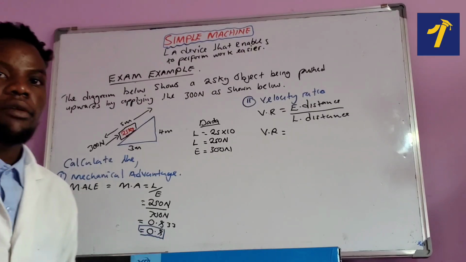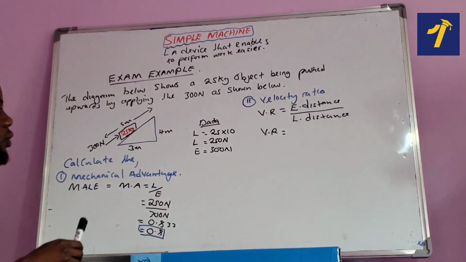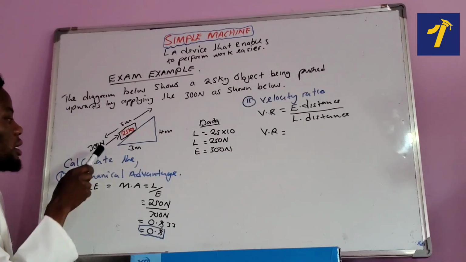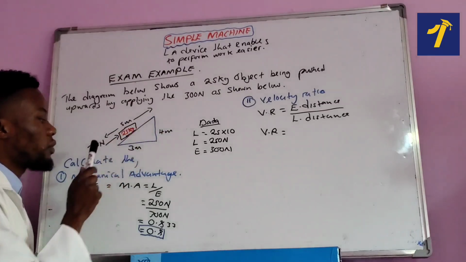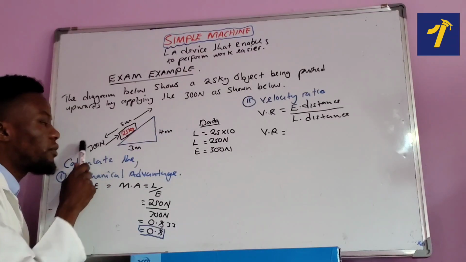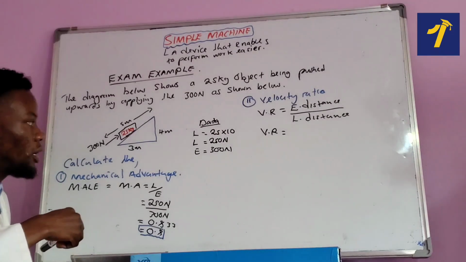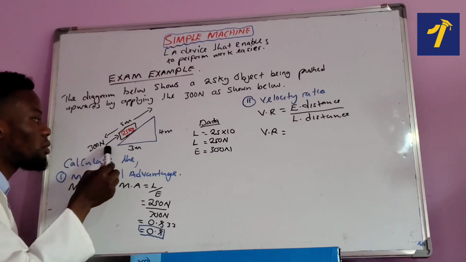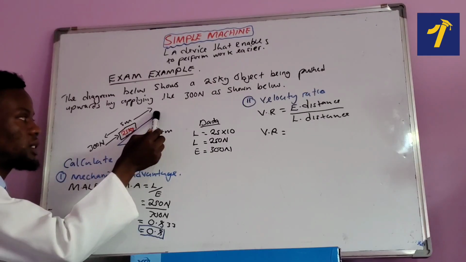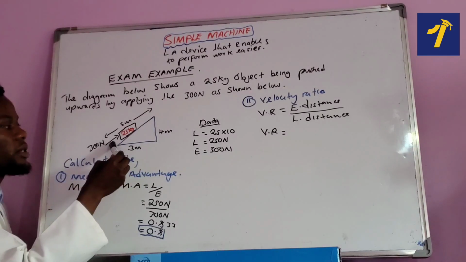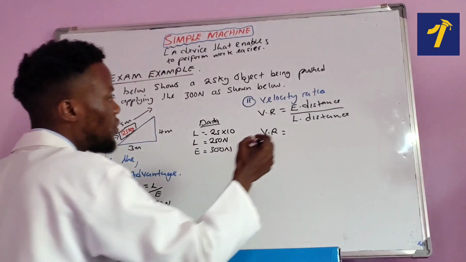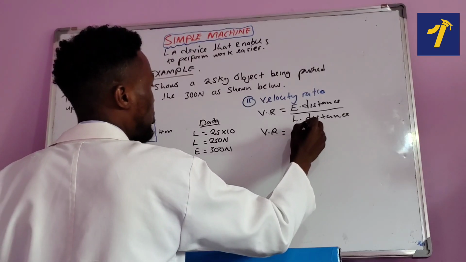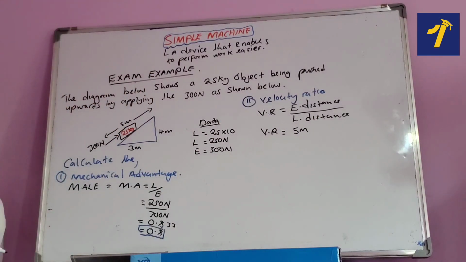So let us start with the effort distance. You come where effort is. This is effort, okay? And it is going along which distance? 5 meters. So as you can see, effort distance, this is where the effort is pushing an object from. So this is what we call the effort distance. This longest distance, which is the hypotenuse, this is what we call the effort distance. So on effort distance, we're going to put 5 meters, because this is where effort is pushing an object from. Okay, this one.